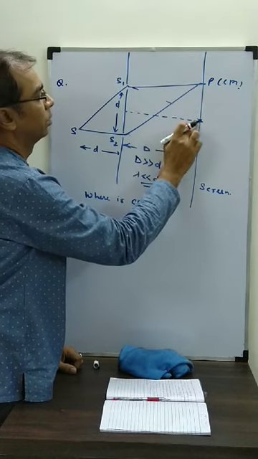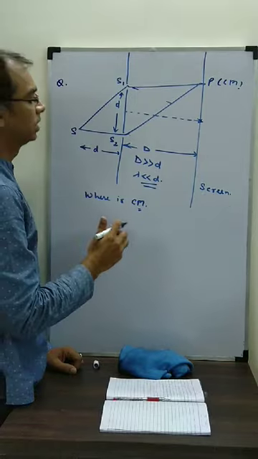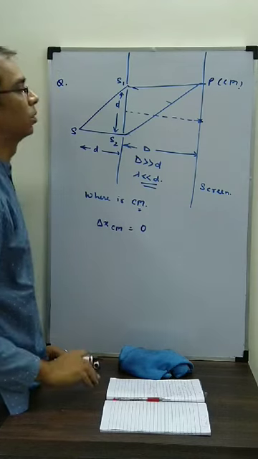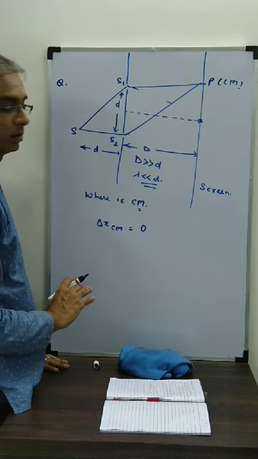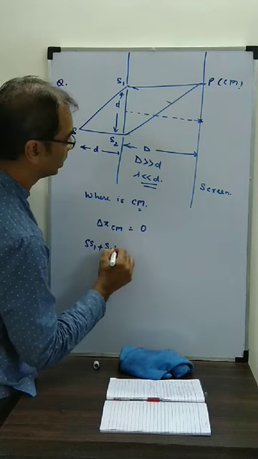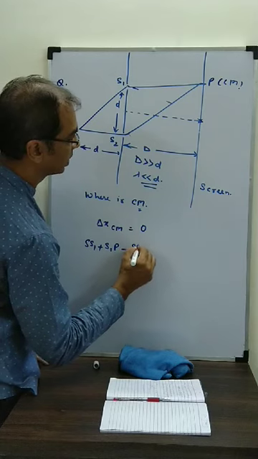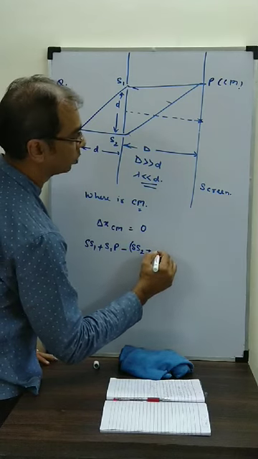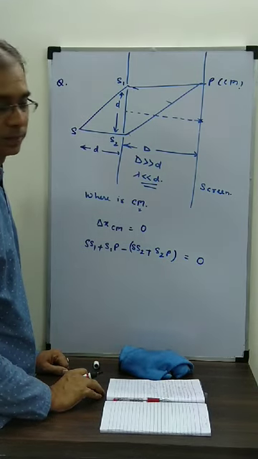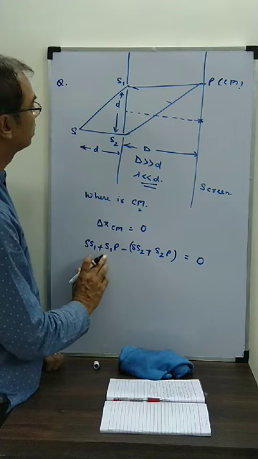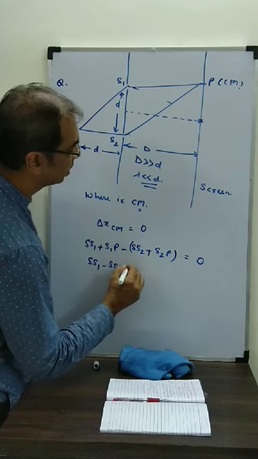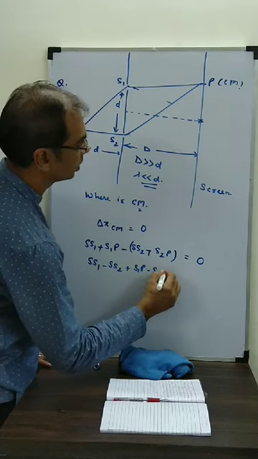Alright, now what do we want for central maxima? We want delta x for central maxima to be 0. Now what is delta x in this case? It is S1 plus S1P minus S2 plus S2P. This needs to be 0 for central maximum. Now I will write SS1 minus SS2 first. SS1 minus SS2 plus S1P minus S2P equals 0.